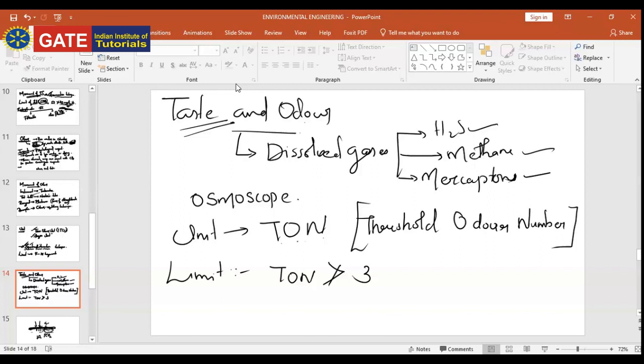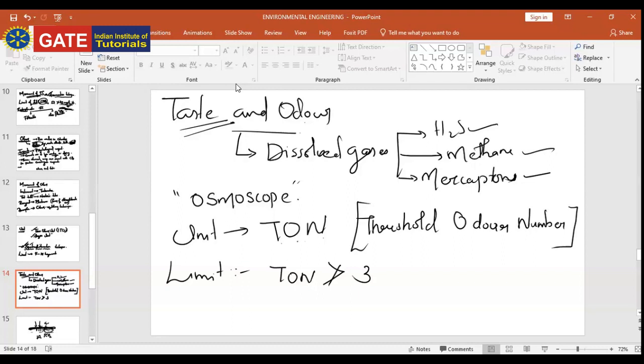Got it? So what are the things which we have discussed now? After color, it was about odor, taste and odor, right? So taste and odor is caused by dissolved gases such as H2S, methane or mercaptans. Now, what is the device used to measure taste and odor? It is called an osmoscope. The unit in which it is measured is called TON, threshold odor number.